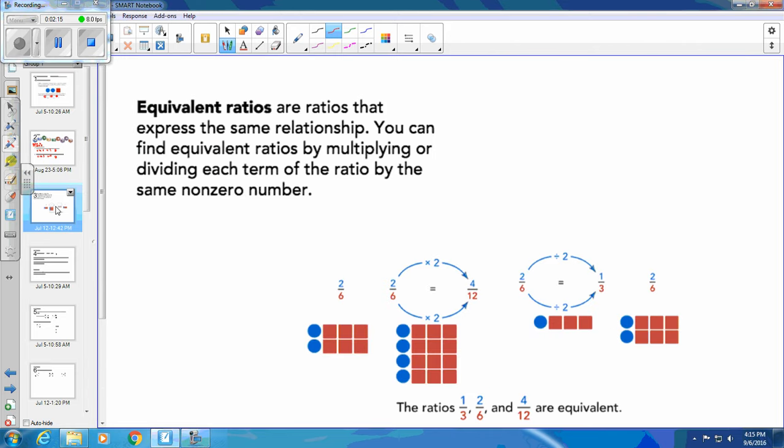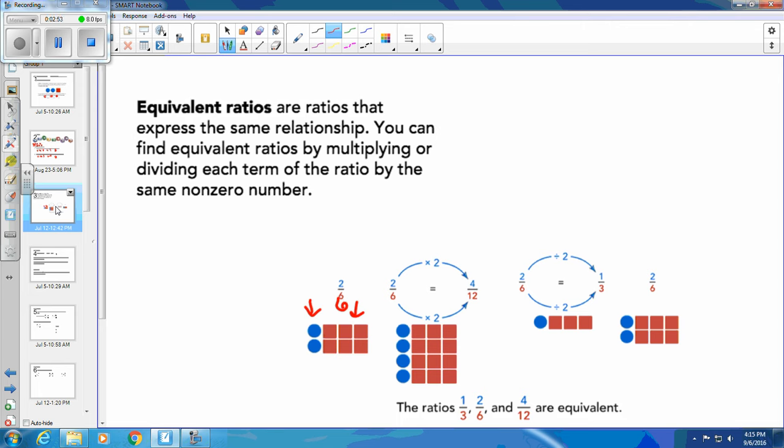Equivalent ratios are ratios that express the same relationship. You can find equivalent ratios by multiplying or dividing each term of the ratio by the same non-zero number. So if we look here, we have 2 circles to 6 squares. If I double both terms, multiplying by 2, I've taken 2 circles and made 4 circles, and I've taken 6 squares and made them into 12 squares.